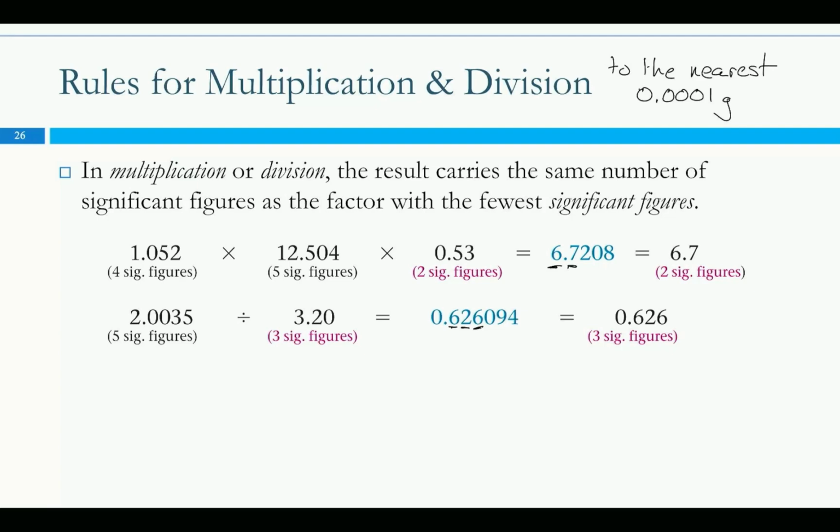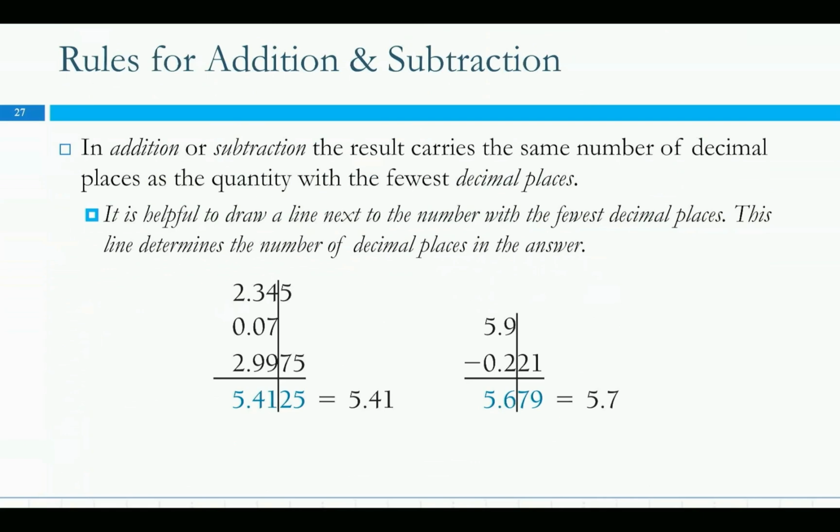Okay, so multiplication and division. Let's use sig figs. When we go to addition and subtraction, like I said, the thing you've got to remember is the difference between sig figs and decimal places. So here we're only talking about decimal places, the smallest number of decimal places.